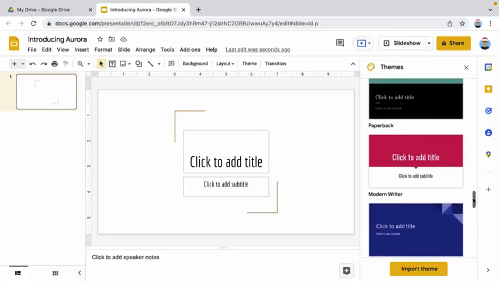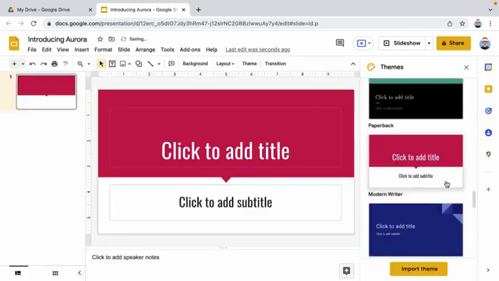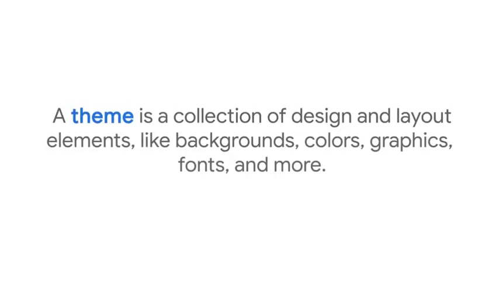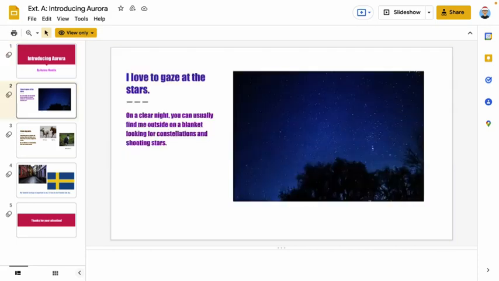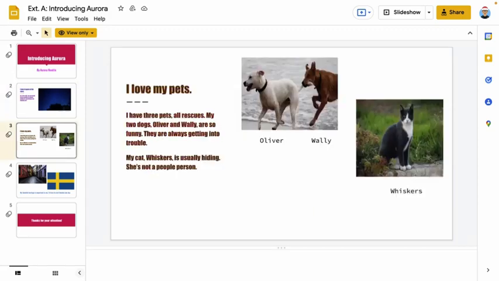In the main lesson, you chose a theme for your presentation. Remember that a theme is a collection of design and layout elements, like backgrounds, colors, graphics, fonts, and more. With Google Slides, you can choose from many preset theme choices, or you can customize your own unique look. In this extension, you will change the look of your theme to better fit your personality and your topic.